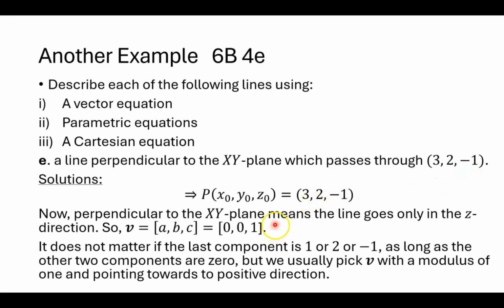So, to solve this question, this point is given to us, so it obviously is a known point. And for the direction vector, the question says the line is perpendicular to the xy plane, which means the line goes only in the z direction. So it's just going straight upward or downward. And in this case, we can pick v equals 0, 0, 1. And it does not matter if the last component is 1 or 2 or negative 1. As long as the other two components, so the x and y components, are 0, you are going to be okay with it. But we usually pick the modulus of 1 and pointing towards the positive direction. So you may recognize this. This is just the k-hat vector. We pick this simple vector to make our life easier.